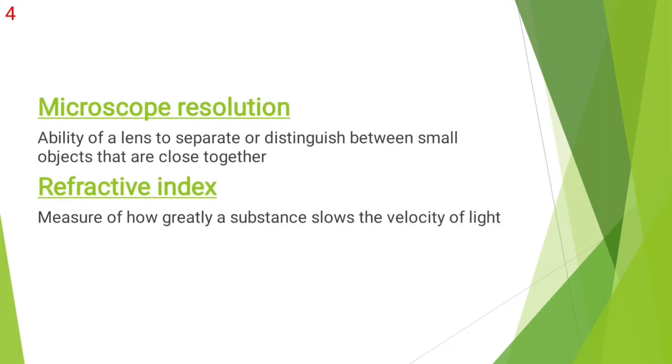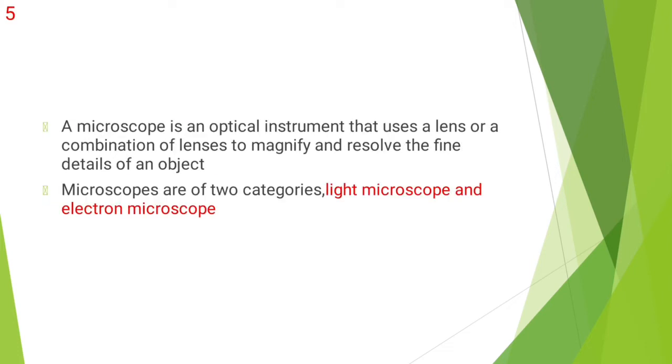Microscope resolution is the ability of a lens to separate or distinguish between small objects that are close together. Refractive index is the measure of how greatly a substance slows the velocity of light. A microscope is an optical instrument that uses a lens or a combination of lenses to magnify and resolve the fine details of an object. Microscopes are of two categories, light microscope and electron microscope.